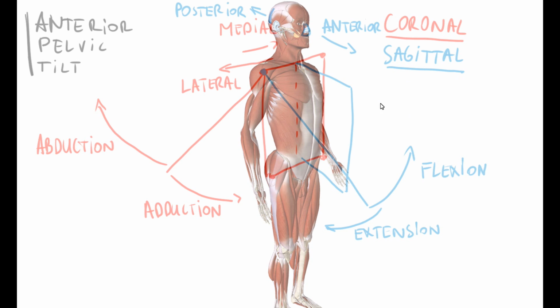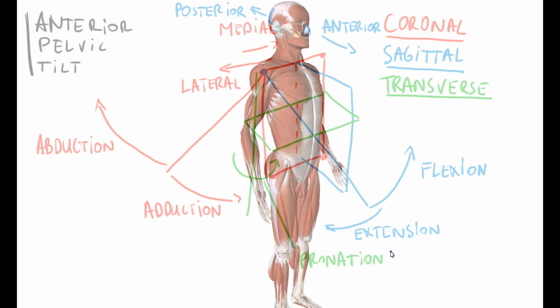And the third plane, transverse plane. Transverse plane is going to divide the body into upper and lower sections. Movements that are possible in this plane, let's use the same shoulder joint, are going to be internal rotation or pronation, and external rotation or supination.